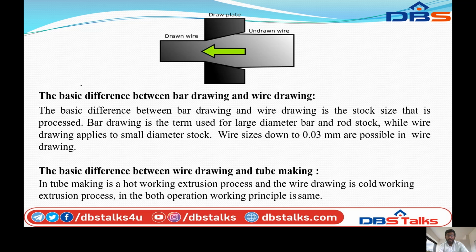The basic difference between wire drawing and tube drawing. Tube making is a hot working extrusion process, and wire drawing is a cold working process. In both operations the working principles are the same. The tube drawing can be a hot working process, whereas wire drawing is a cold working process. So both operations are the same in wire drawing and tube drawing, and can be produced in both hot and cold working processes.